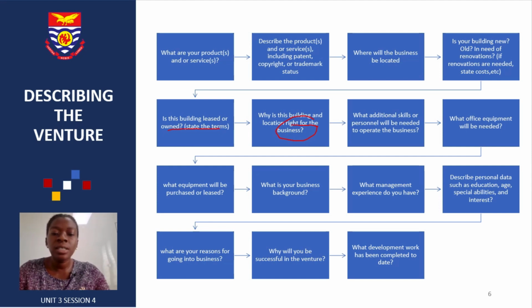And what additional skills or personnel will be needed to operate the business? This is going to help you even in your recruitment, especially when it comes to your human resource. And human resources can make and unmake your business as well. There's a need for you to critically look out for this in your description of your venture. And the office equipment you are going to need, you need to spell those out as well. Would they be purchased or leased? Are you going to buy them? Are you going to hire them? If it's going to be rental, you need to spell it out then.